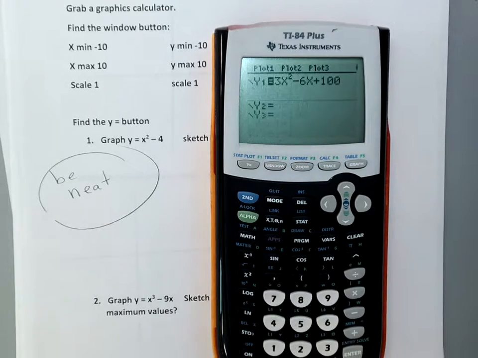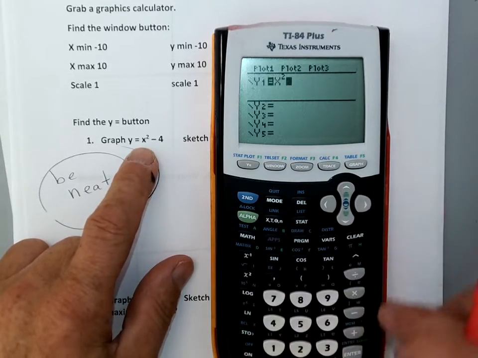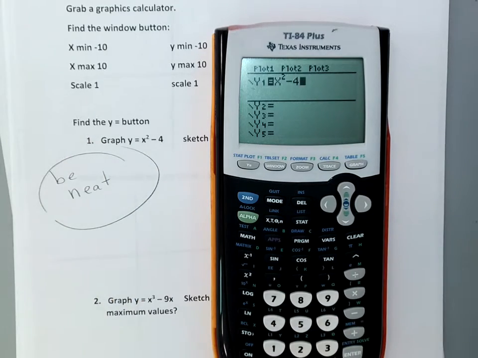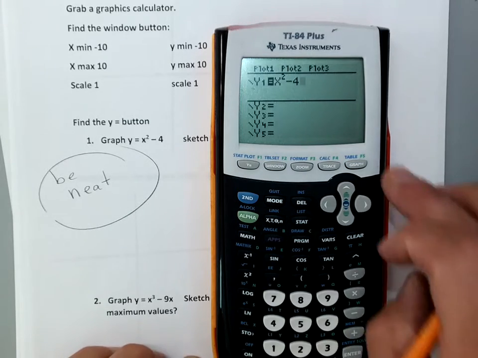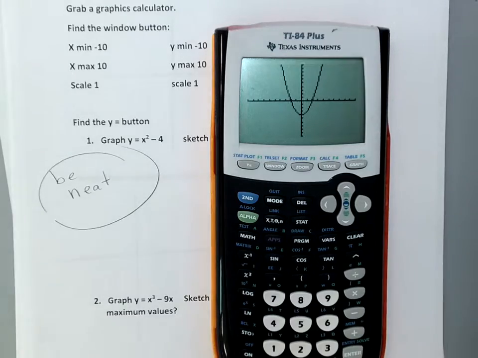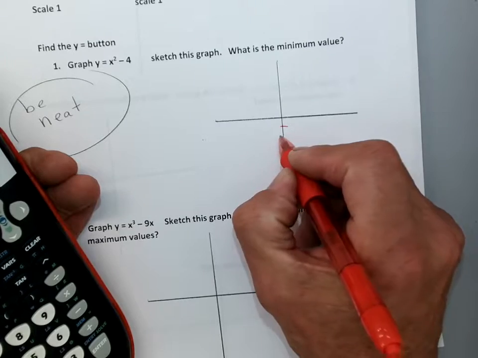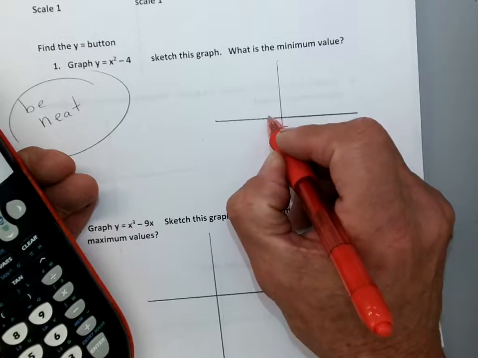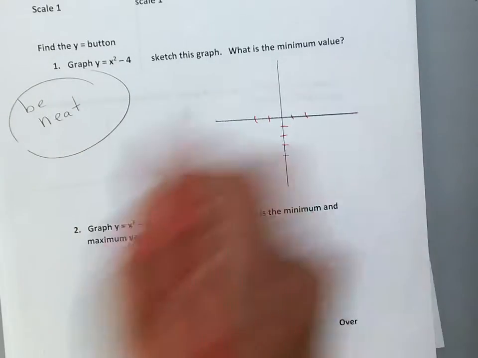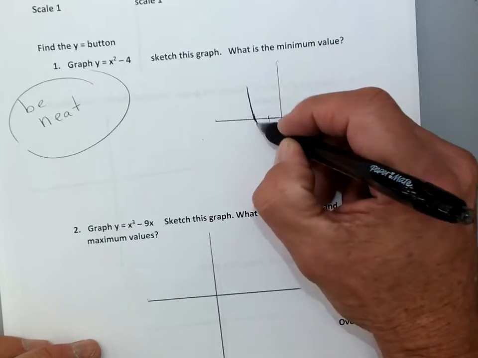So I go to my y equals, clear that out, and I'll put in x squared, subtract 4. And we already kind of know what this looks like, right? I'm going to go ahead and push graph. And there it is, right? Now we knew what this looks like, but I want to show you a new feature, okay? I'm just going to graph the parabola. This one we know, right? It looks something like this. Now I want to show you a new feature.